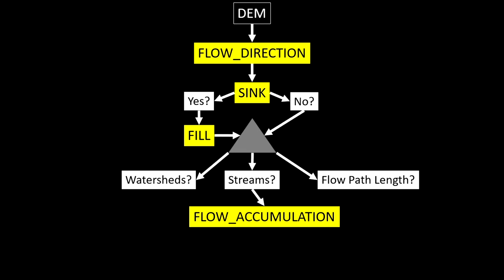All right, we've got ourselves our hydrologically correct DEM. Now let's go do something with it. First off, what we're going to do is identify the location of streams. How to do that is we're going to run what we call a flow accumulation.